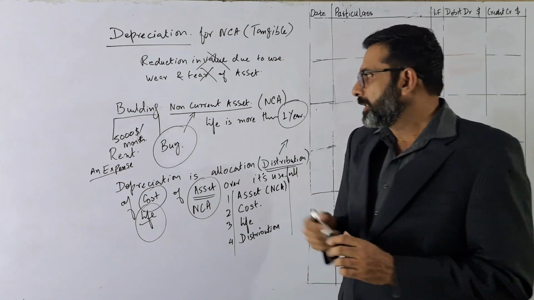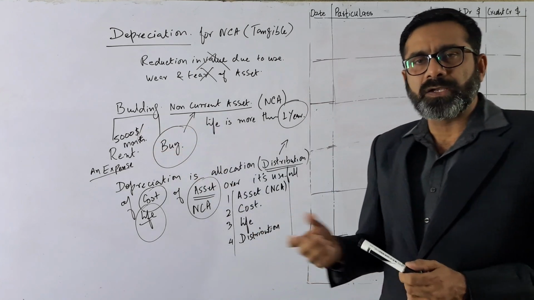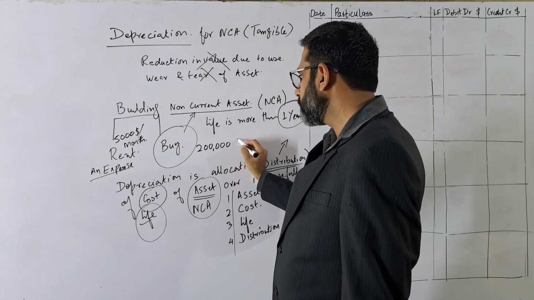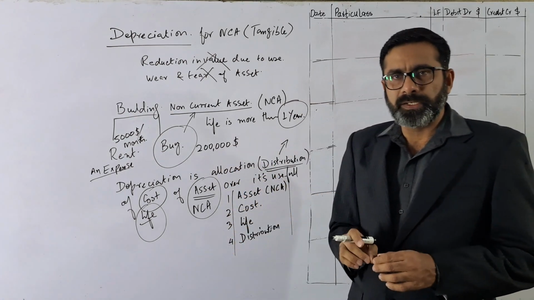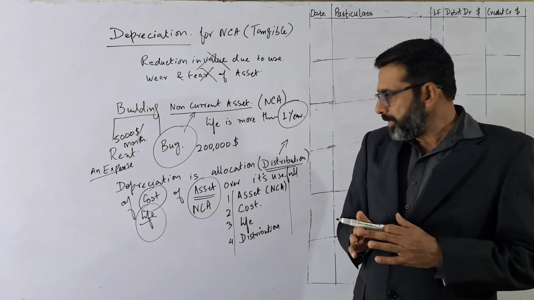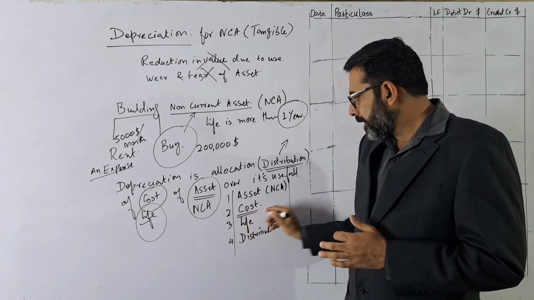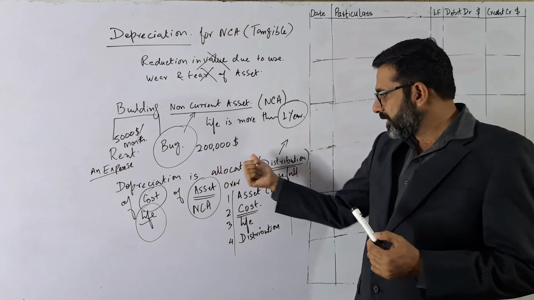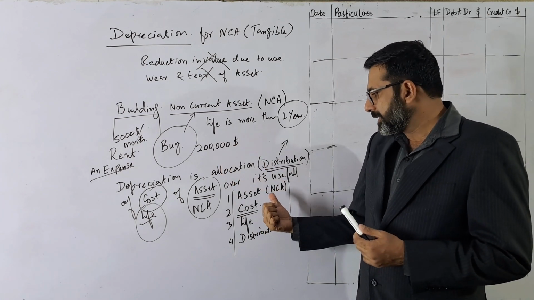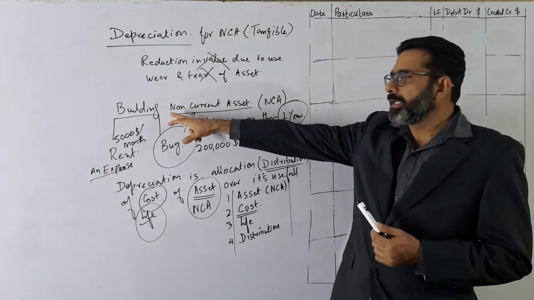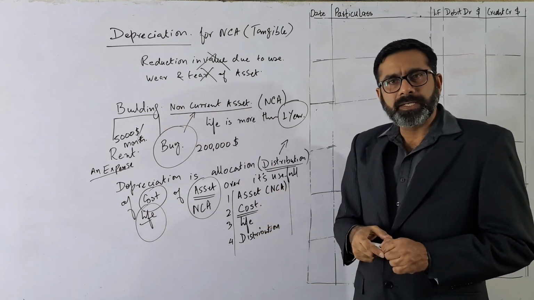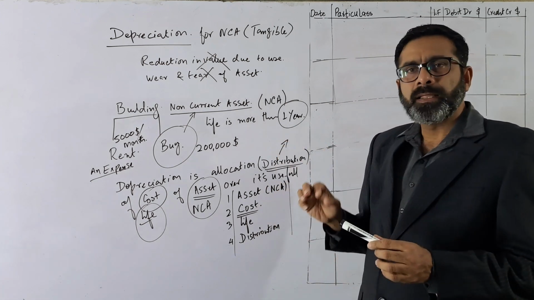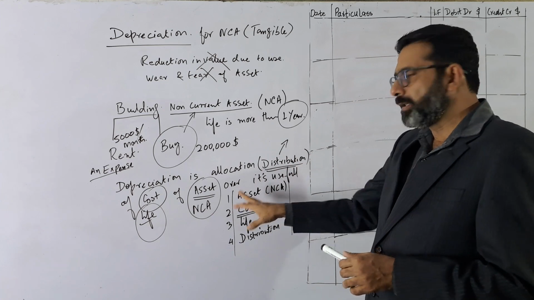The other option is that instead of this 5,000, they just buy the building for, let's assume, $200,000. If they buy the building, it means the cost of the asset is 200,000. So the first thing we decided is that it is the asset. And which asset have we purchased? The building. So the first concept is clear: it is an asset, it is a non-current asset, and we are purchasing it. So the first condition is okay.